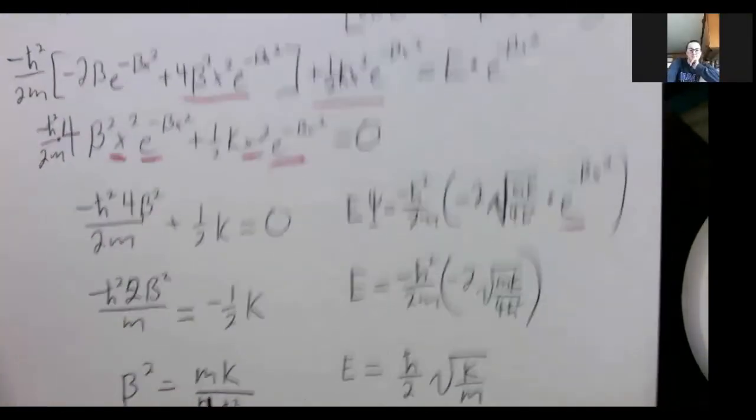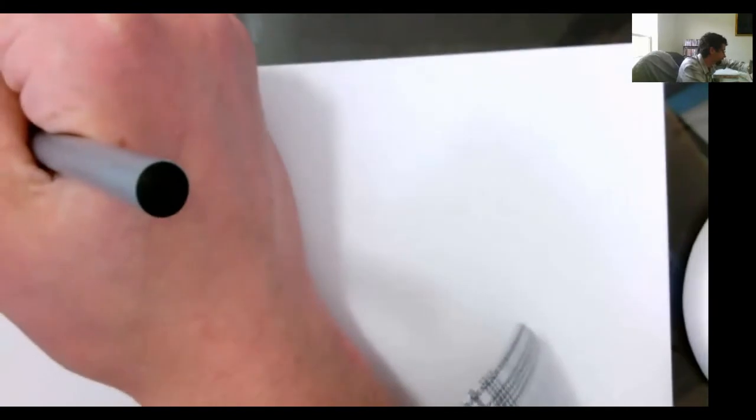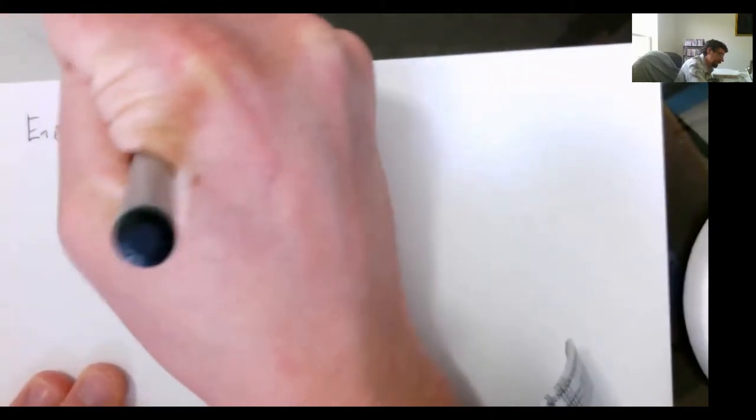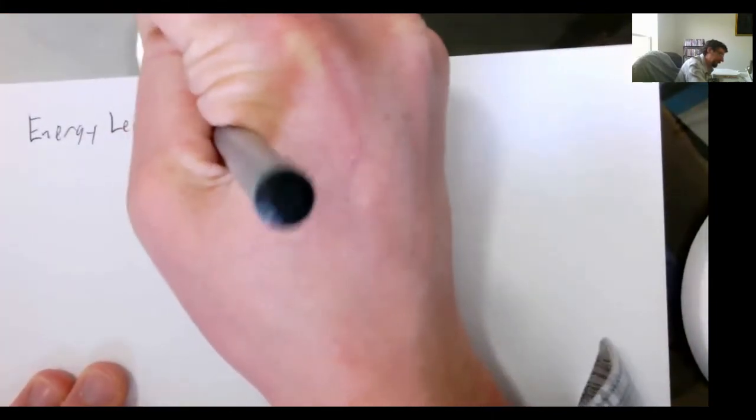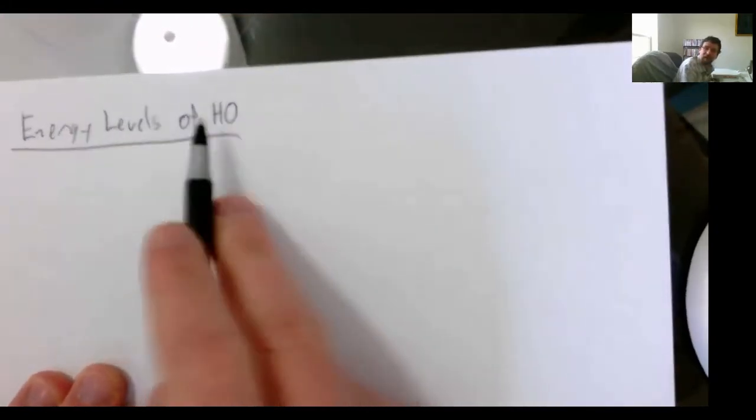Okay, so let's go back to talking about the harmonic oscillator. Last time we reached an energy expression. So the next title is energy levels of the harmonic oscillator. We're going to shorten it to HO, so energy levels of HO.